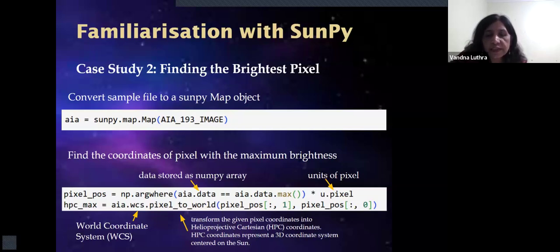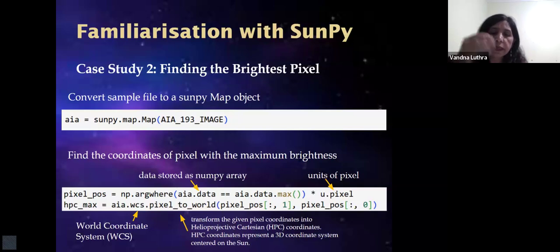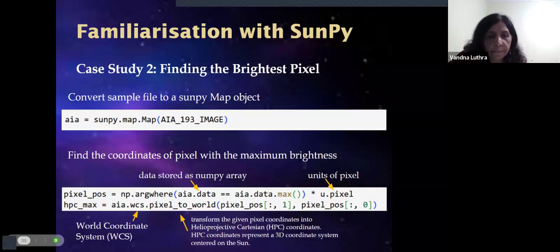In this case, it is transforming the given pixel coordinate into helioprojective Cartesian coordinates, and HPC coordinates represent a 3D coordinate system centered on the sun. And in this particular case, it is observer dependent, and the observer is assumed at the center of the earth. There are many coordinate systems, and there is a need to convert from one coordinate system to another. The image has some coordinates x and y, so it has to come back to its own position after that. Please note down, it is very difficult to explain this in very limited time. So for the time being, please note down these two lines and run it, and then I will explain the next part.